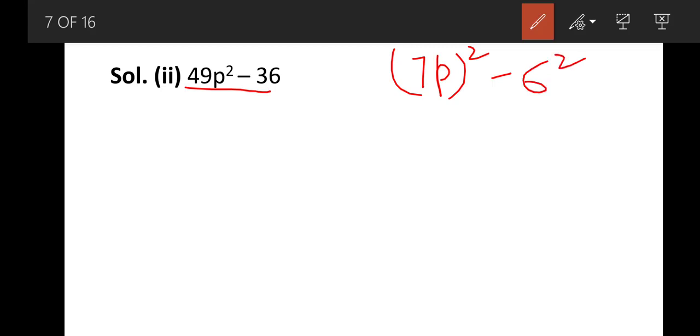The second part is 49p square minus 36. Now if you analyze this given expression, you will find that this 49p square can be written as 7p whole square, and minus 36 can be written as 6 square. Now after this step you need to relate it to identity number 3, that is a square minus b square. a is 7p, b is 6.